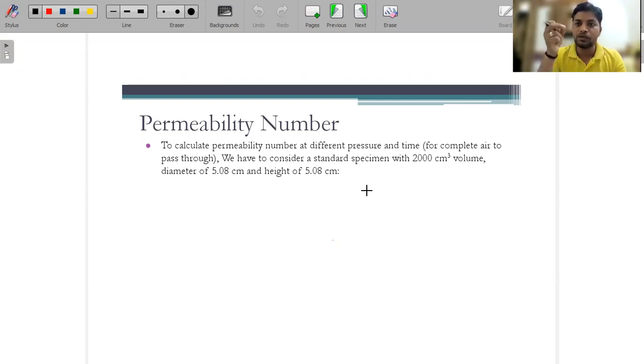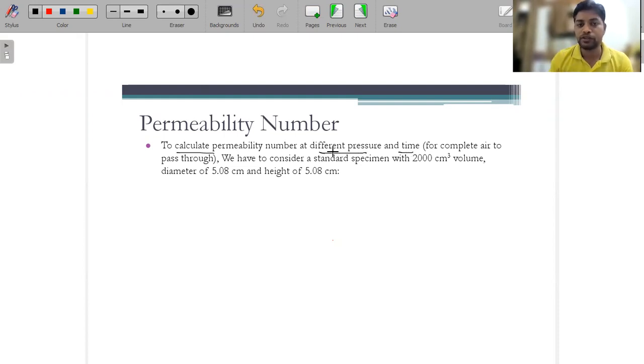These unburned hydrocarbons are very dangerous, especially to the health of the worker. From that aspect, we have to remove them from the elements we use for the casting purpose. For that we use the gas vent. Apart from that, separate devices are also available to remove these gases. For that we measure the permeability number, which is calculated at different pressures and times.